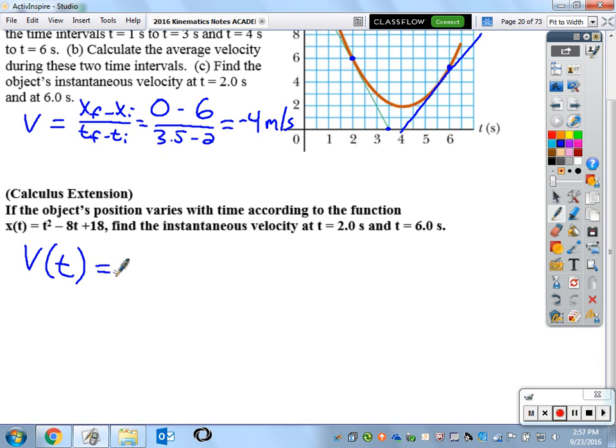So how do we do this? Well, we take a look at each term. What is the first term in this function? T squared. And for every single term, we will do the same thing.